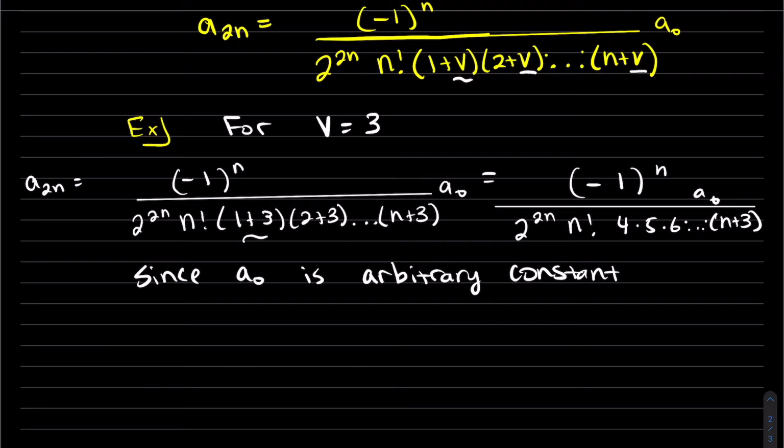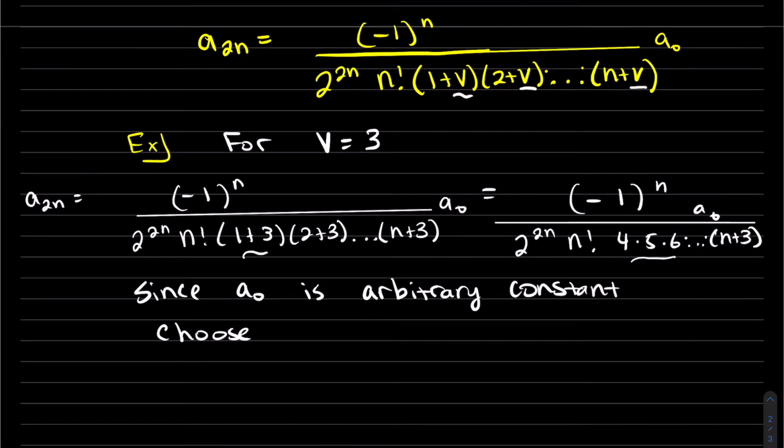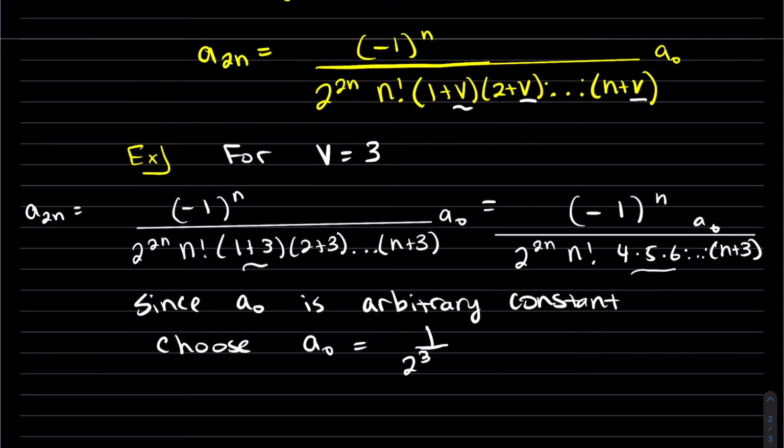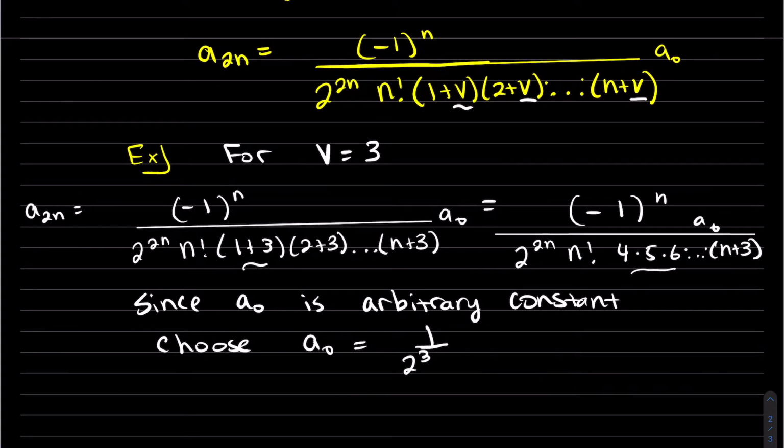So we're going to choose, see what we want to do is fill in the rest of the factorial. So we want to choose a naught equaling 2 to the third. And the reason for that is because we have 2n here. Remember, v is 3, and we know from the original it's going to be 2n plus 3, and so that's what we need. And then we're going to fill in the rest of the factorial, so that'll complete that and make it a complete factorial.